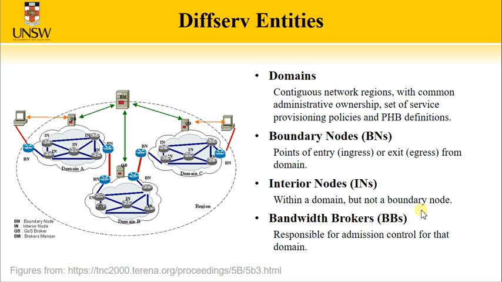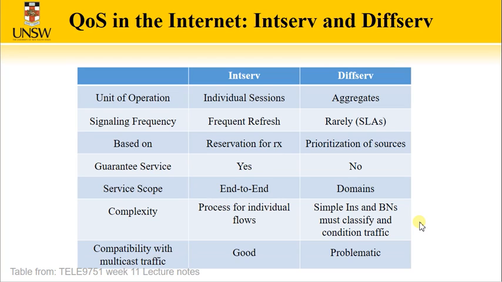Each domain has a bandwidth broker responsible for admission control. This table shows differences between integrated services and differentiated services in terms of unit of operation, service scope, complexity, and so on.